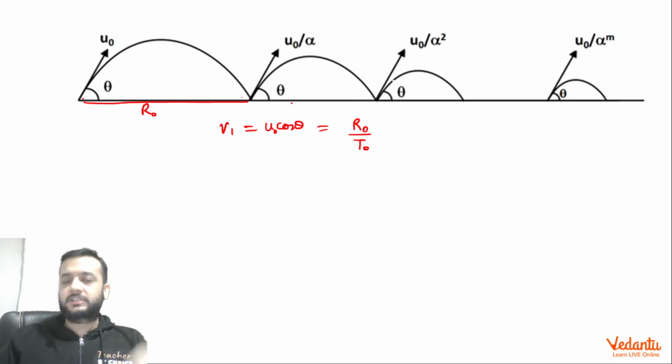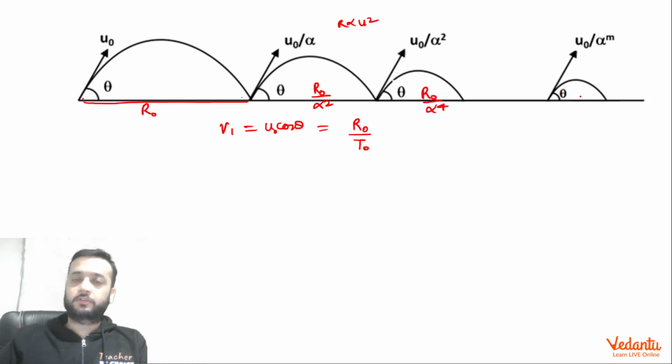Now theta is not changing, g is not changing, u has become 1 by alpha times. So can we say that here range will become, range is proportional to u square, so range will become R0 by alpha square. Similarly here it will be R0 by alpha to the power 4, and so on and so forth. So the total range of the entire journey will be R0 into 1 plus 1 by alpha square plus 1 by alpha to the power 4, and so on and so forth.